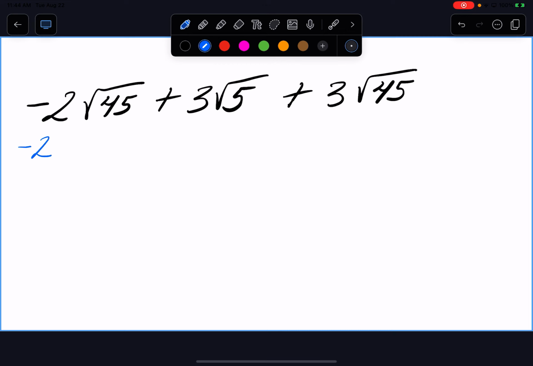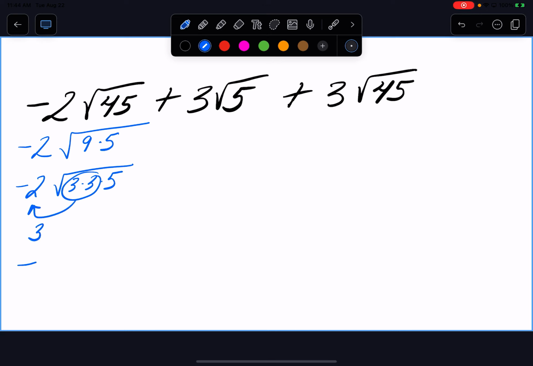So I have negative 2 square root of 9 times 5. So that's negative 2 square root of 3 times 3 times 5. Yes? Pull out a 3. So that means now I have negative 6 roots of 5. We're going to use correct math lingo in here. So listen to how I said that. That's negative 6 square roots of 5.